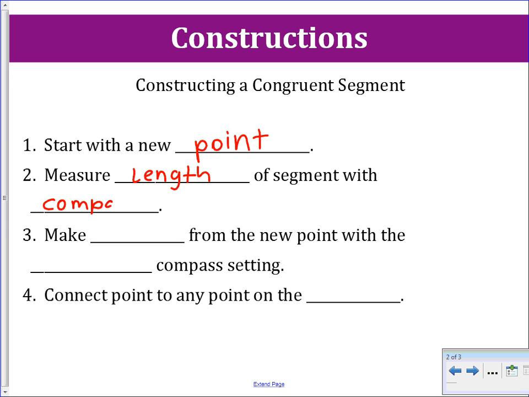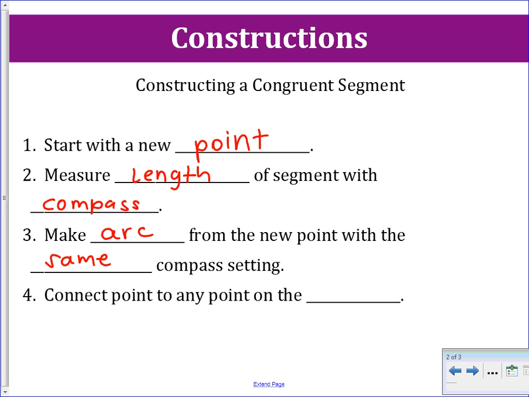You are going to put the center of your compass on one endpoint, and then you're going to extend the pencil part of your compass to the other endpoint. That is measuring the distance. Then you're going to lock it and move it to the new point. Then you're going to make an arc from the new point with the same exact compass setting. So you're basically making a new circle with the same radius.